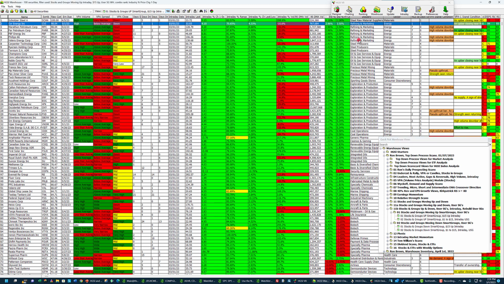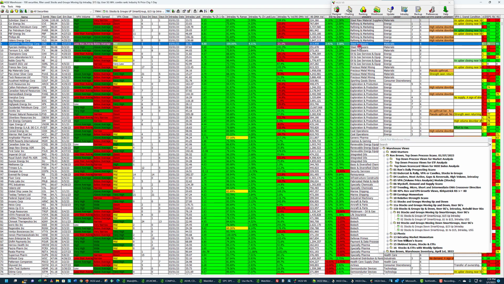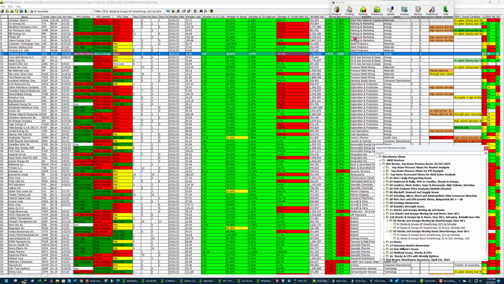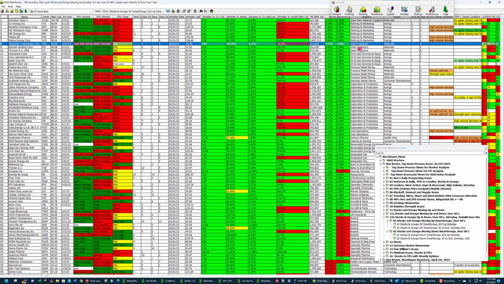Steel raw materials, refining and marketing, steel producers, oil, gas, and equipment. You can see these groups today. Remember, we're in a down market. So is this the market rather than the indexes? Well, it is today. And that's the way you really have to look at this stuff. So why don't we go into steel producers and take a look here.